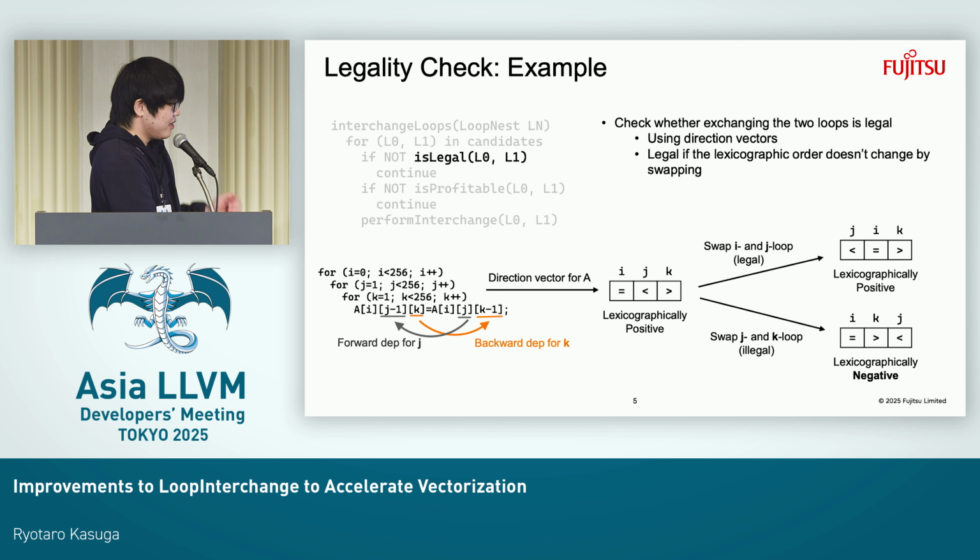We deem exchanging 2 loops legal if, after exchanging the corresponding elements in the vector, it is still lexicographically positive. On the other hand, if exchanging 2 loops changes the lexicographical order, we reject such an interchange. In this example, exchanging the I loop and J loop is legal because, as shown in the bottom right, exchanging it doesn't change the lexicographical order. On the other hand, exchanging the J loop and K loop becomes lexicographically negative, so in this case we reject this exchange.